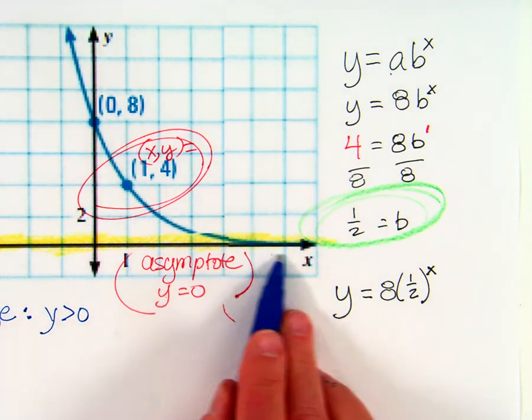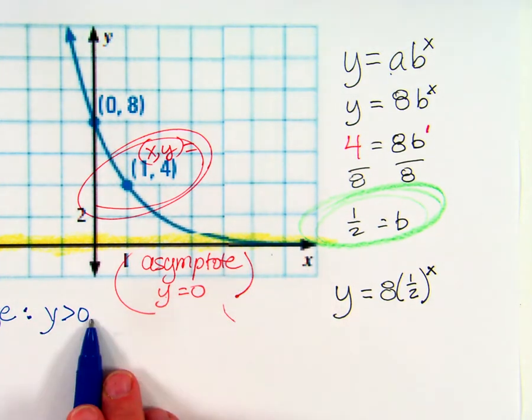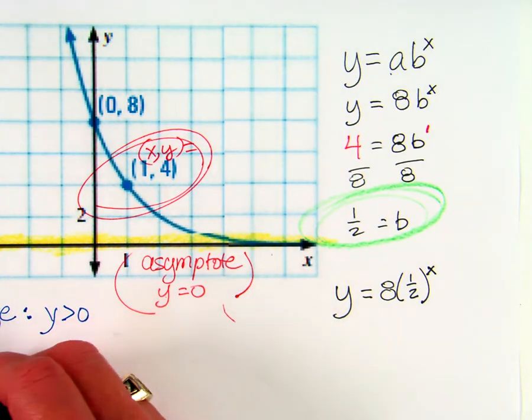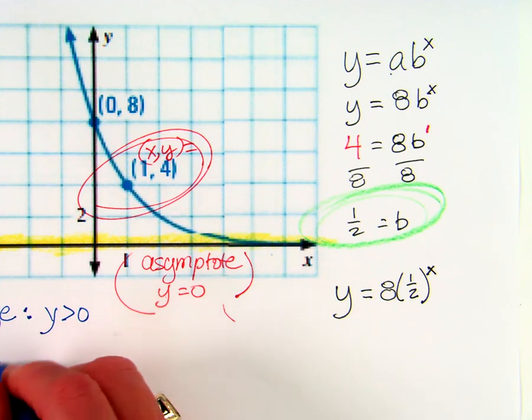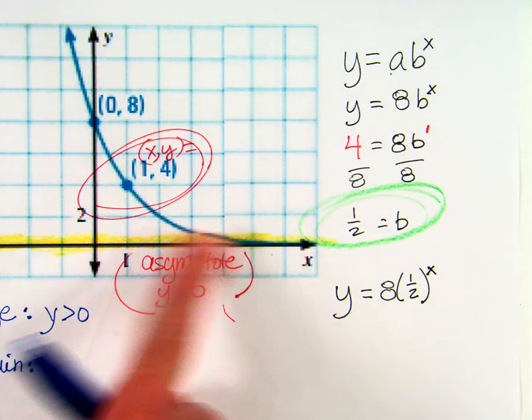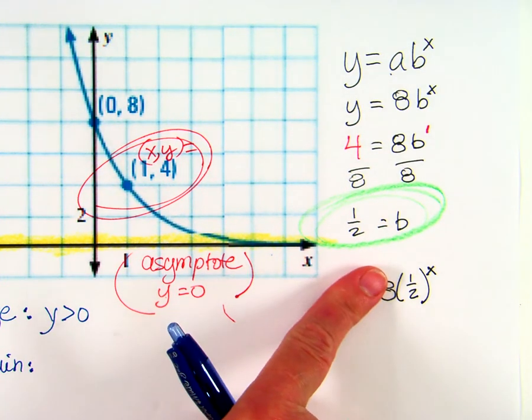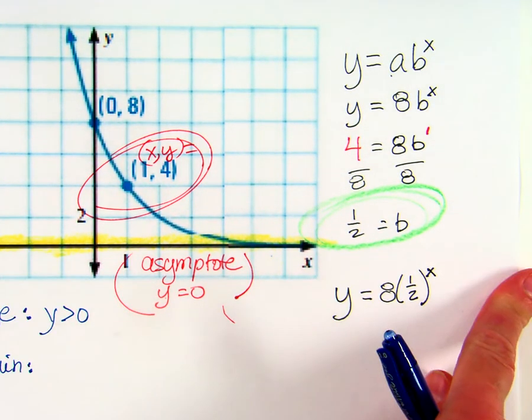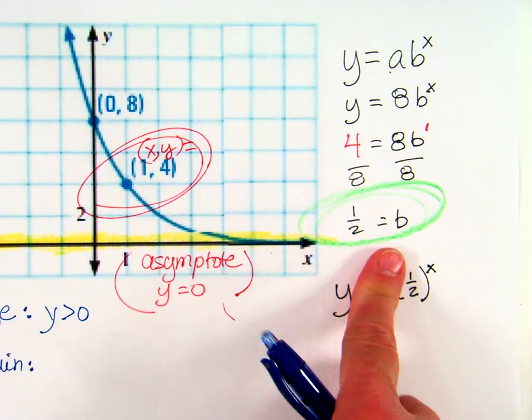Because remember, taking half and half and half and half, you're never going to get to 0, so it can't be equal to 0. What about the domain? The domain, as you'll recall, is what the x value could be. Is it going to keep going that way? Yeah, it's going to get really tiny, but it's going to keep going that way. There will be a value for x no matter how far you go.